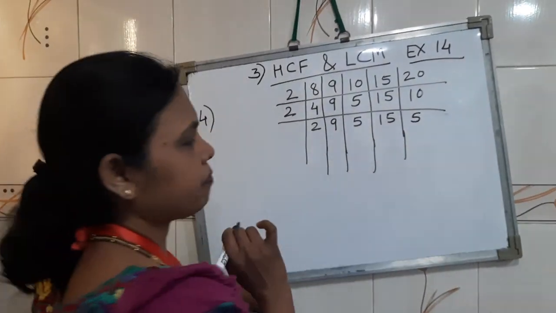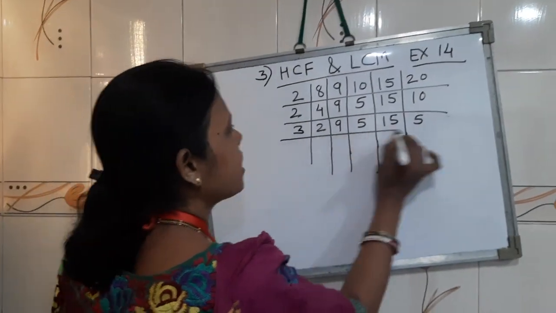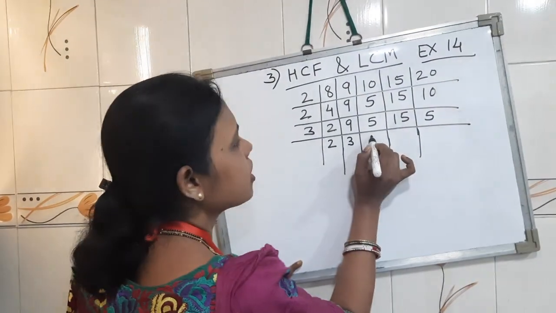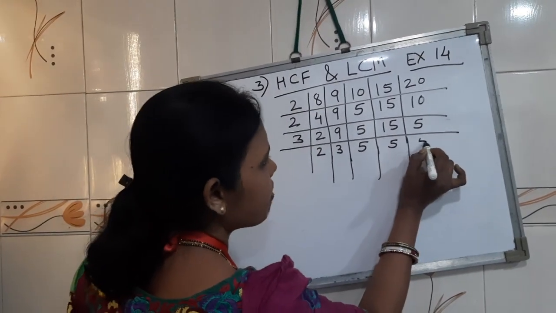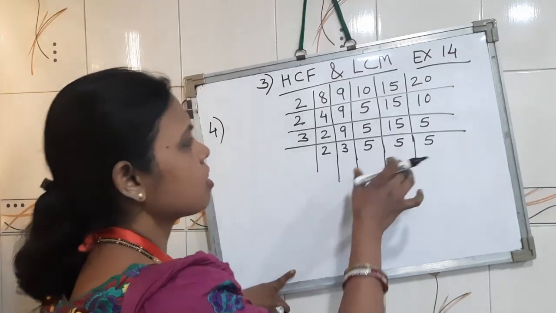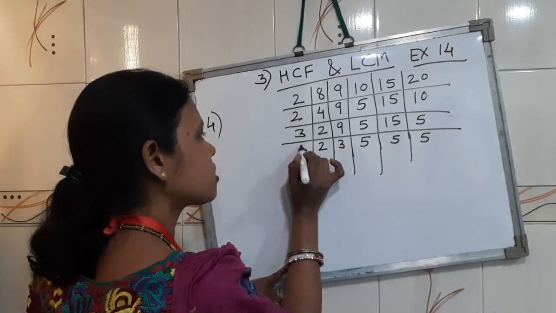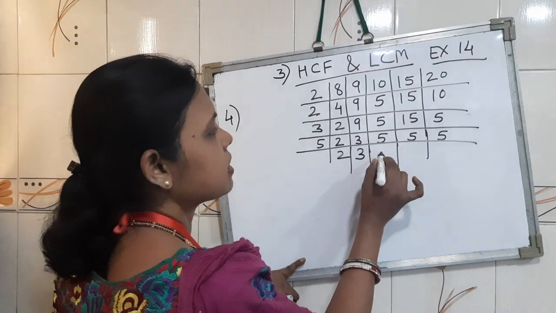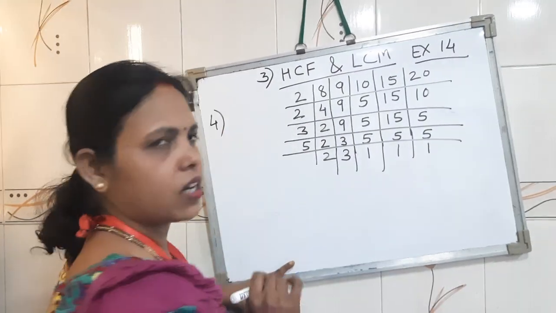2 5s are 10. Next we will take 3. Then 2 will remain same. 3 3s are 9. Here 5 will remain same. Here 3 5s are 15. Here 5 will remain same. Next number, as we are all seeing, 5 appears many times, that's why first we will take 5. 2 will remain same. 3 will remain same. Here 5 1s are 5. Here also 1. Here also 1.